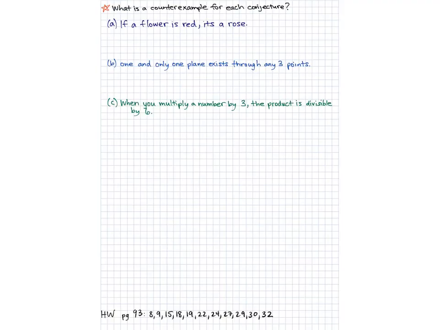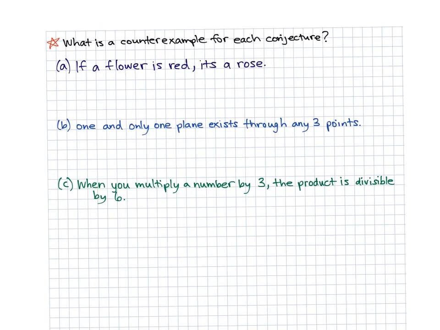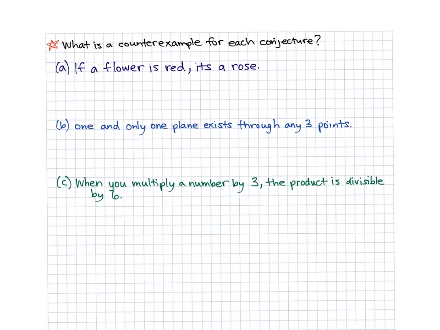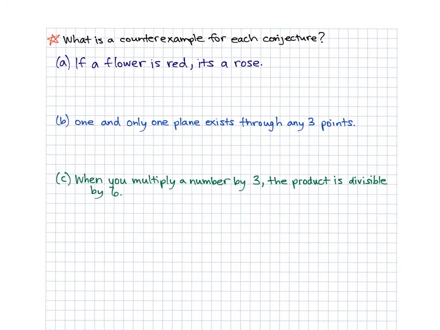Okay. Do I have one for you to try on your own? I do. I actually have 3 for you to try on your own. So practice your counterexamples. If a flower is red, it's a rose. And then this one and then this one. So see if you can come up with 3 counterexamples for these 3 conjectures. Press pause, write them down, and then check back for the solutions.